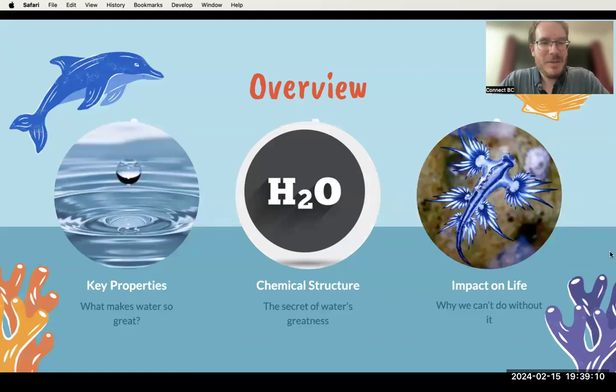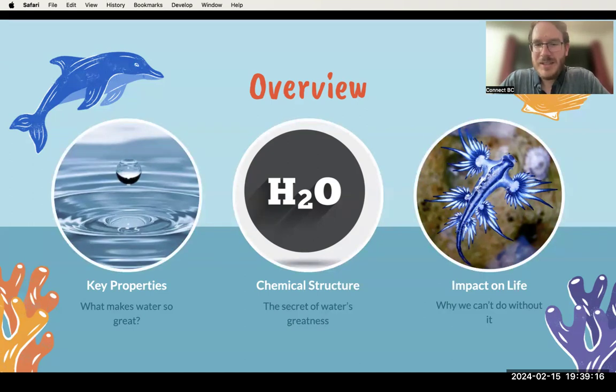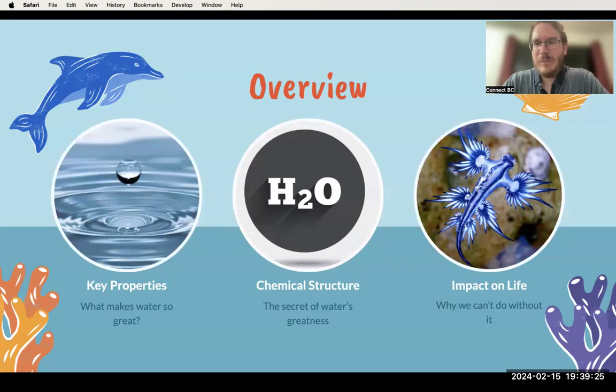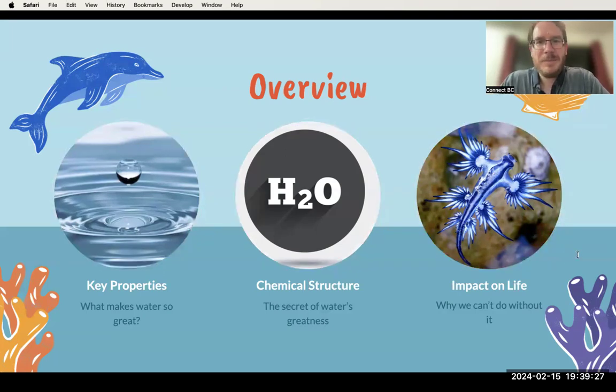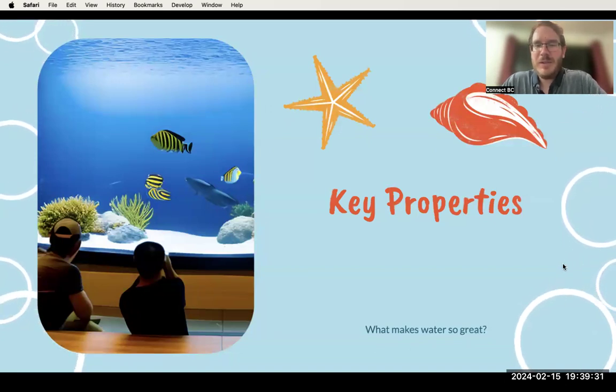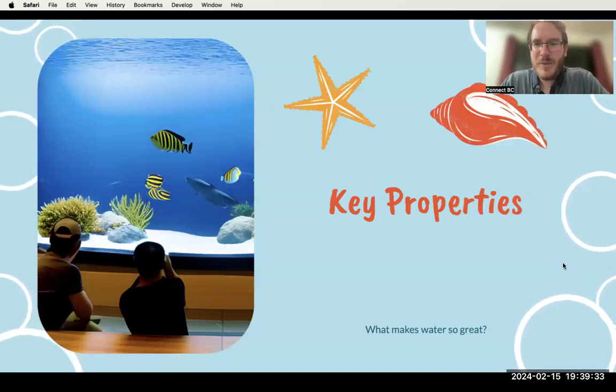All right, so today we're going to have a look at the key properties of what makes water so great. And then we're going to have a look at a bit of its chemical structure to help explain why it's so great. What about its structure allows it to do those things? And then lastly, what is water's impact on life and why we can't live without it? So first, let's have a look at the key properties. Let's have a look at why water is so interesting in the first place.